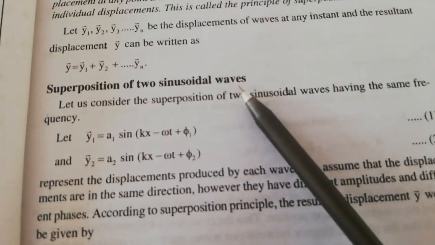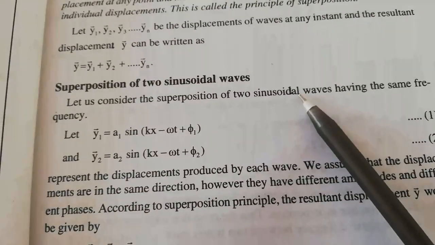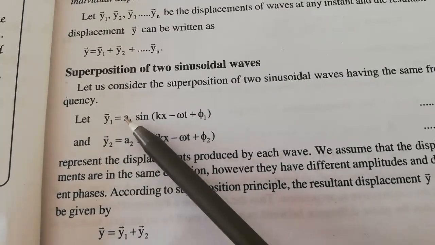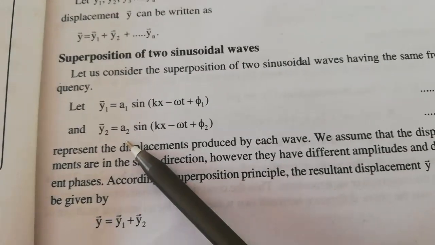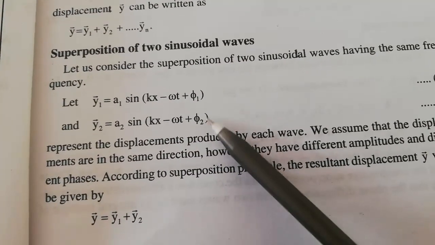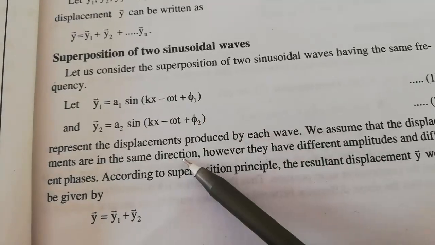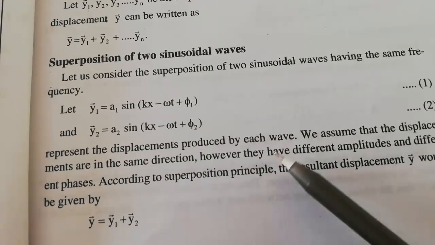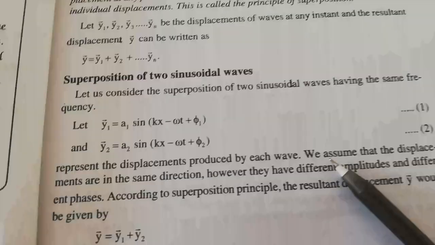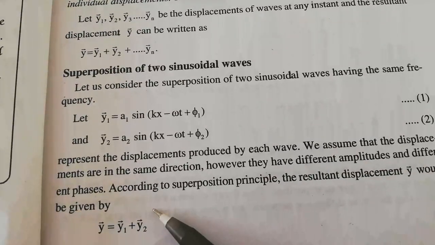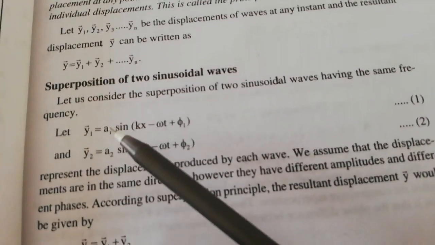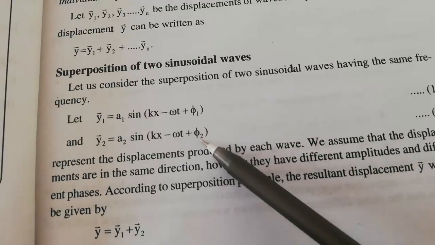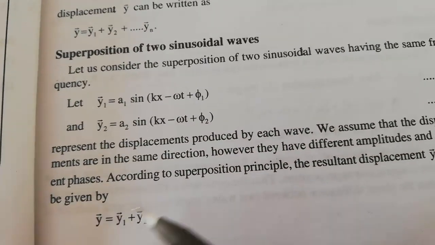Okay, now consider the superposition of two sinusoidal waves, y1 and y2, where y1 is equal to a1 sin(kx minus omega t plus phi1) and y2 is equal to a2 sin(kx minus omega t plus phi2). These y1 and y2 represent displacements produced by two separate waves. Now we assume that the displacements are in the same direction and they have different amplitudes and different phases. That is, the amplitudes are a1, a2, phases are phi1, phi2 and displacements are y1, y2.